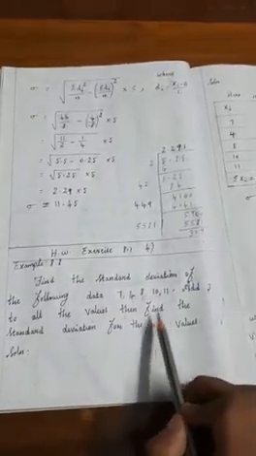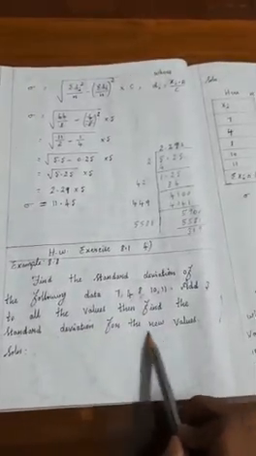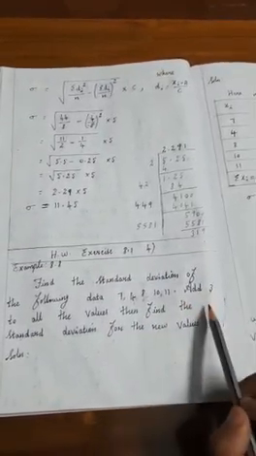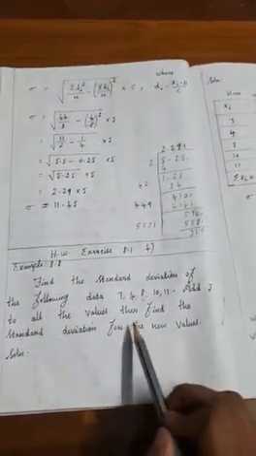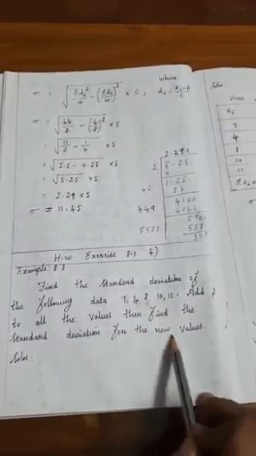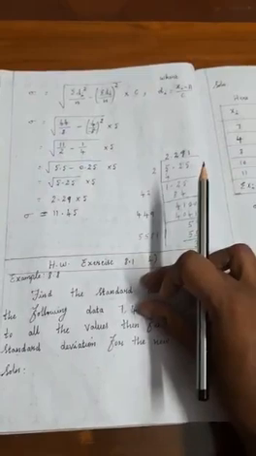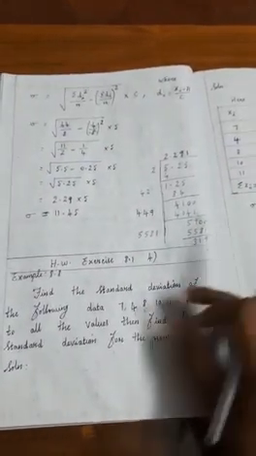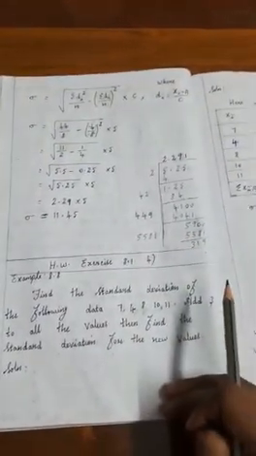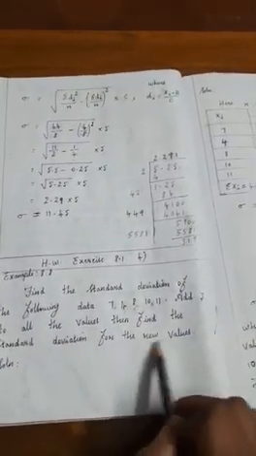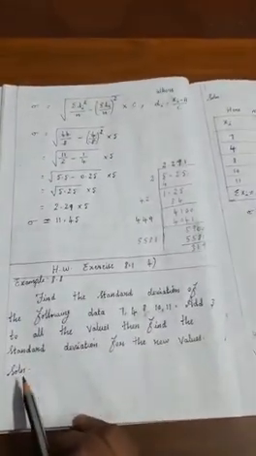Next they have asked to find the standard deviation for the new values. So first you find the standard deviation for this data, next add 3 with each value to get new data, and after that find the standard deviation for the new values. So these are the things we are going to find out.